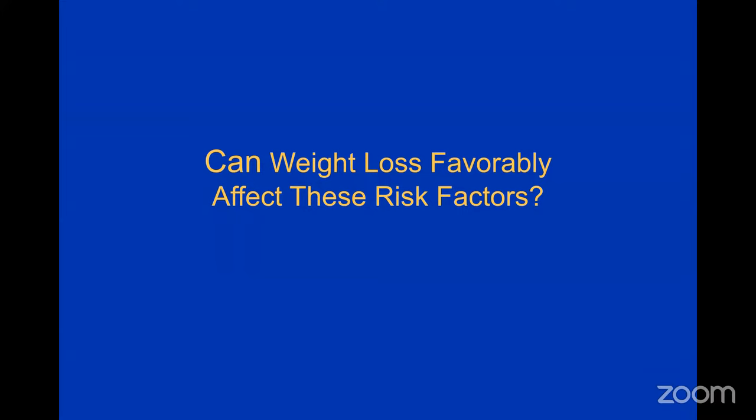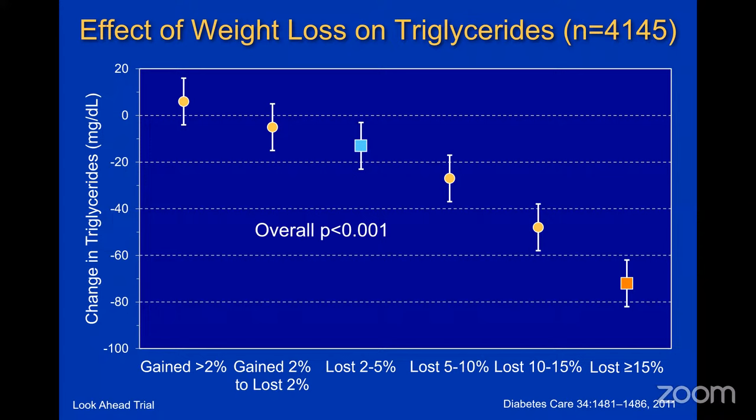So the question is, what can weight loss do for these people? Well, I'll show you a little bit of data. There's lots more. If you lose weight, your triglycerides plummet. And you can see the change in triglycerides in milligrams per deciliter: if you can lose 15% of body weight, we're talking about a 70 milligrams per deciliter reduction in triglycerides. Very, very steep effect. Even a little bit of weight loss makes some difference, as you can see here.